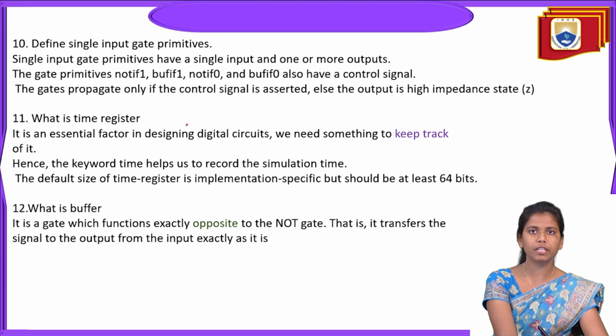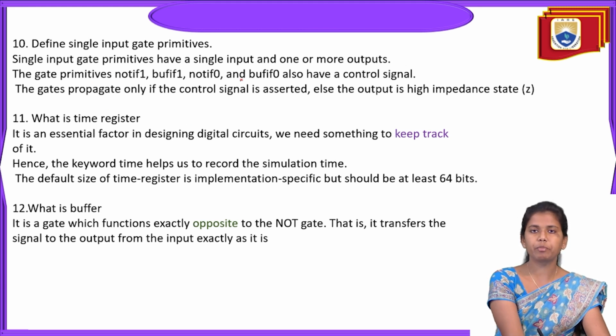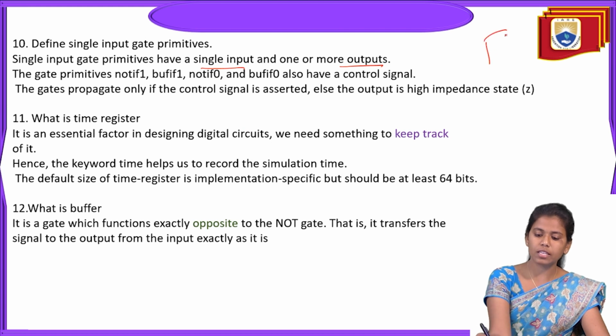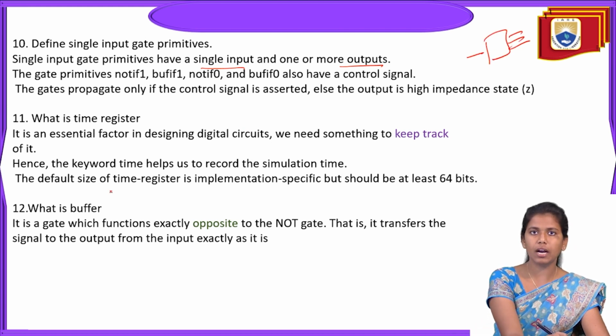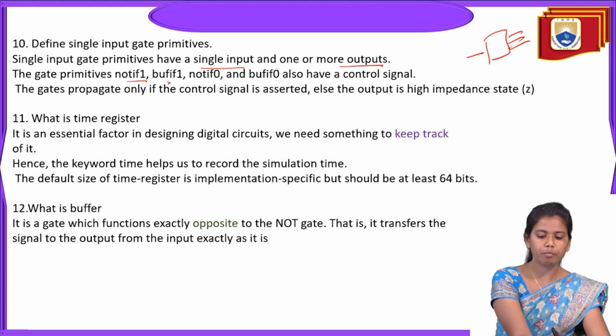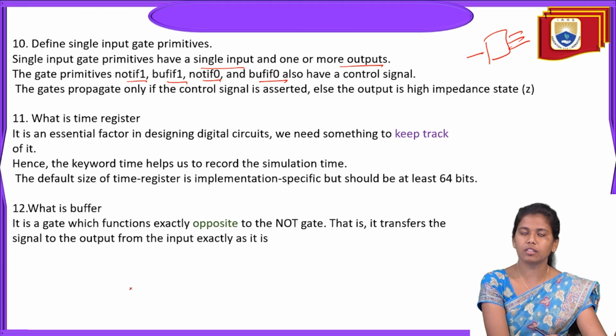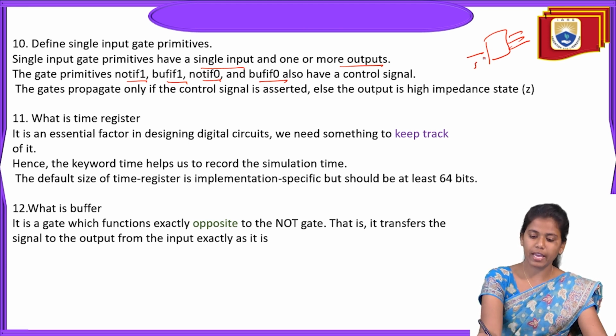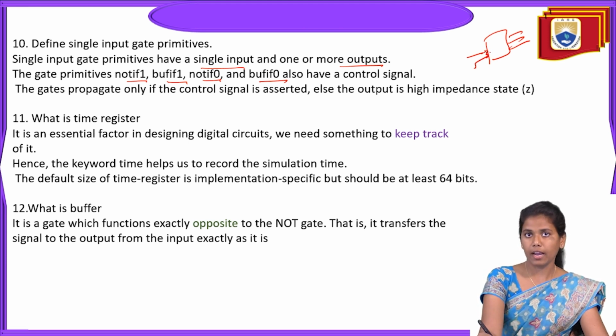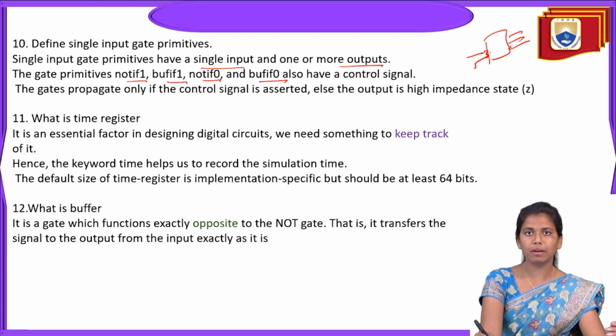So what are single input gate primitives? Single input gate primitives have a single input and 1 or more outputs. So these gates have a single input but 1 or more outputs. And the gate primitives could be notif1, bufif1, notif0, and bufif0. They also have a control signal. So with respect to the input, they have a control signal. Okay, but the output goes as multiple outputs.